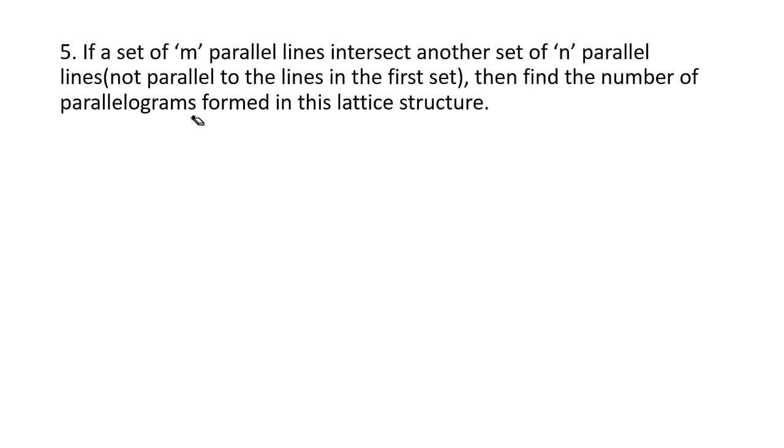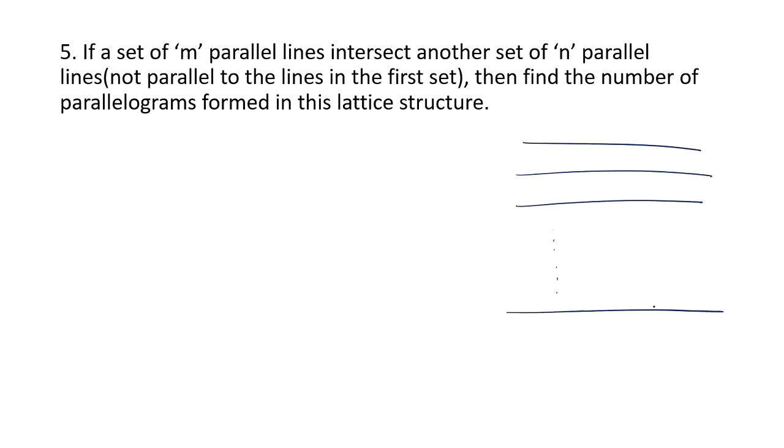And the next problem goes like this. If a set of m parallel lines are intercepted by another set of n parallel lines, which are not parallel to the first set of m parallel lines, then find the number of ways of selecting a parallelogram from the lattice structure. So you have to find how many parallelograms can be formed here. So we have m parallel lines of one set, 1, 2, 3, so on up to m. So these are my m parallel lines.